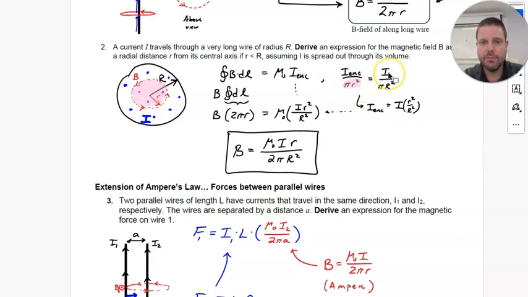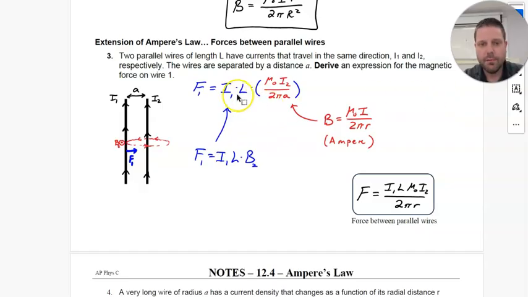I'm going to set that equal to the total current over the total cylindrical radius or cross-sectional area, pi big R squared, because they give me the total current and the total radius. That's the total area through which the current passes. And then I can solve for I enclosed, similarly to how we did insulators with Gauss.